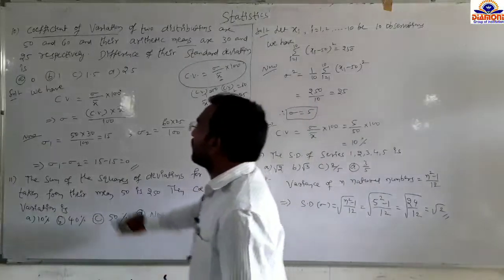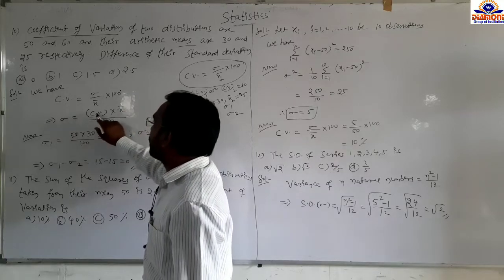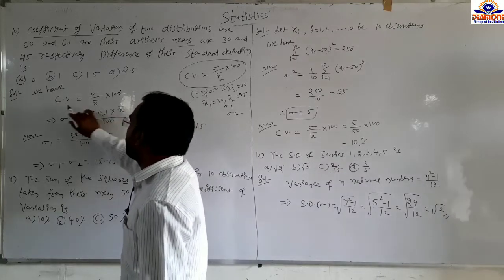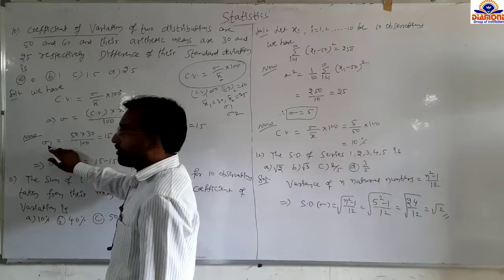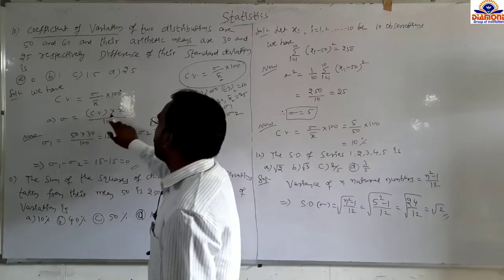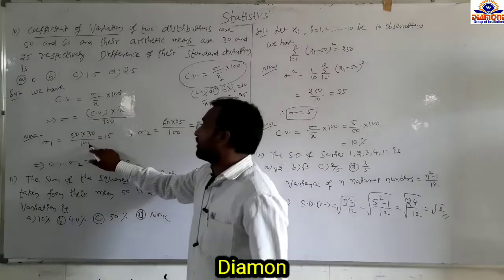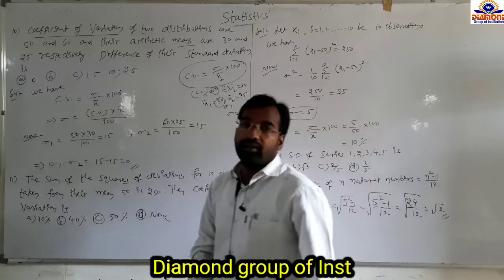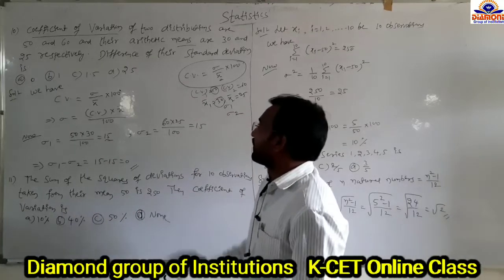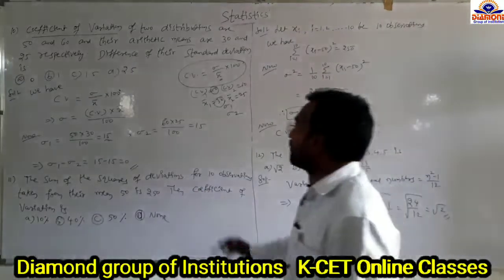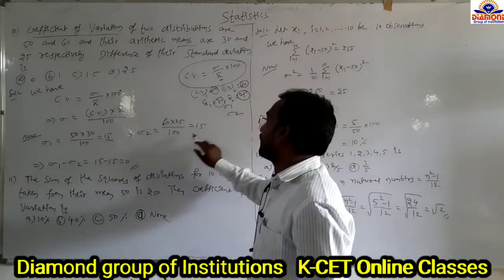For that, first we take the formula CV equals sigma by x bar into 100. So sigma equals CV into x bar by 100, multiplying the denominator x bar across. For the first distribution, sigma 1 equals CV1 into x1 bar by 100. CV1 is 50 and x1 bar is 30. So 50 into 30 by 100 equals 1500 by 100, which is 15. Next, for the second distribution, sigma 2 equals CV2 which is 60, the second mean is 25, so 60 into 25 by 100 is also 15.